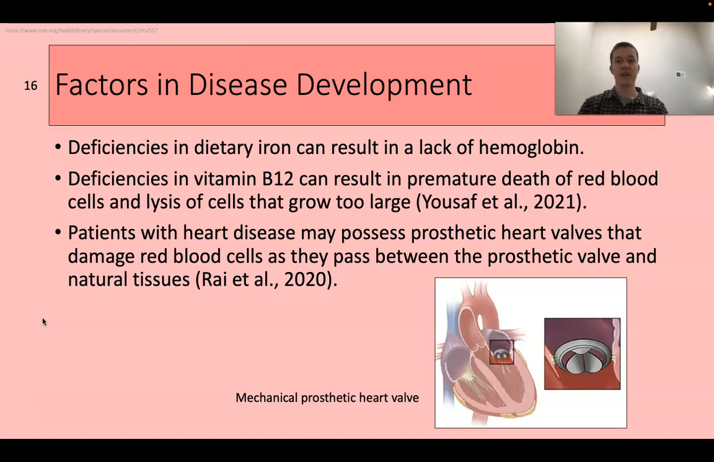The risk of developing hemolytic anemia increases with certain conditions also. Patients with heart disease might potentially possess a prosthetic heart valve that contributes to a paravalvular leak, and this just refers to blood that can leak between the natural tissues of the heart and the prosthetic heart valve. And in this case, hemolytic anemia can occur from stress on the red blood cells that are passing through these spaces.